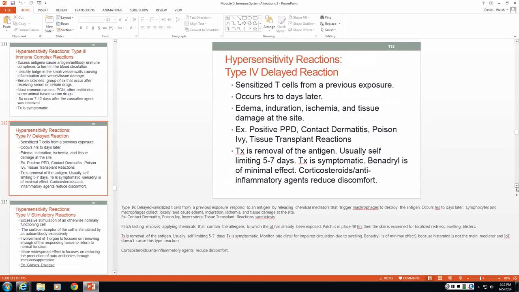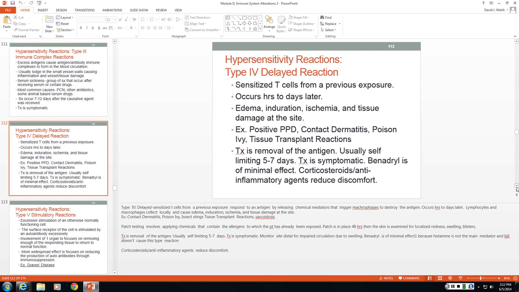Now, type 4 delayed reaction occurs when sensitized T cells from a previous exposure respond to an antigen by releasing chemical mediators that trigger macrophages to destroy the antigen. This usually occurs hours to days later. Lymphocytes and macrophages collect locally and cause edema, induration, ischemia, and tissue damage at the site.